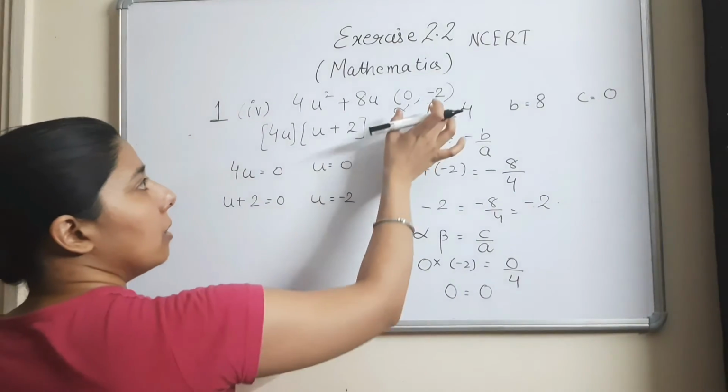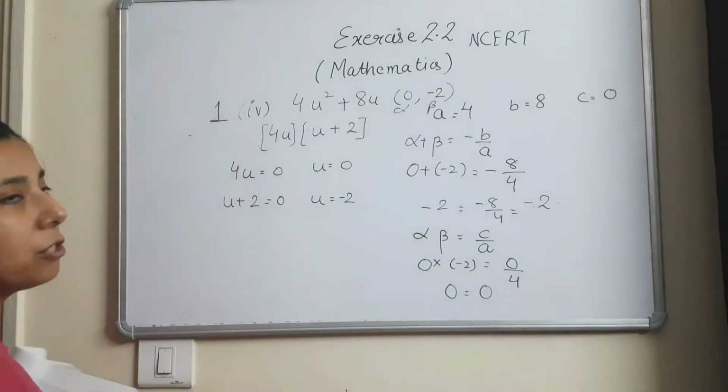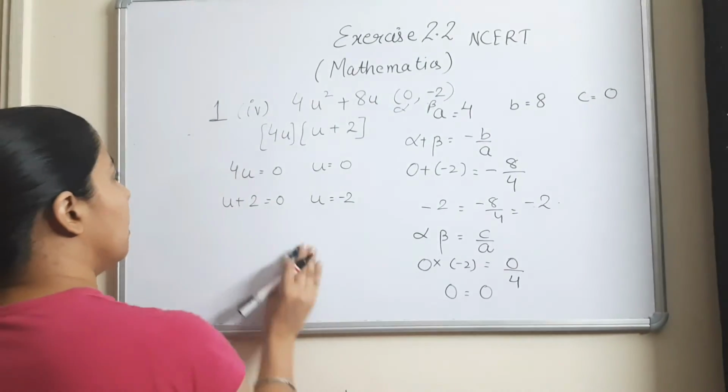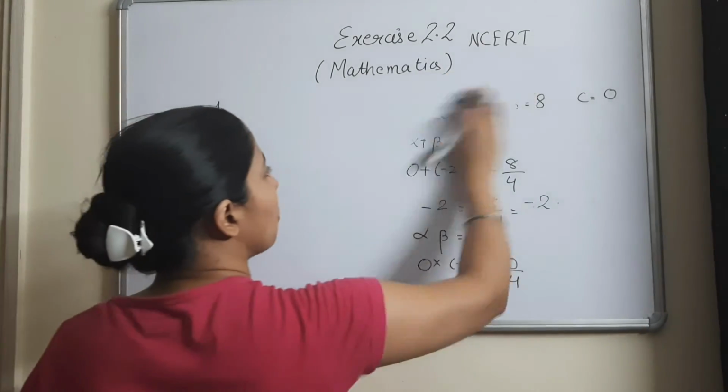Verification of the zeros and the relationship between the zeros and the coefficients of the polynomial. We did the verification also. So let's move to question number 5. Solution to question number 5.